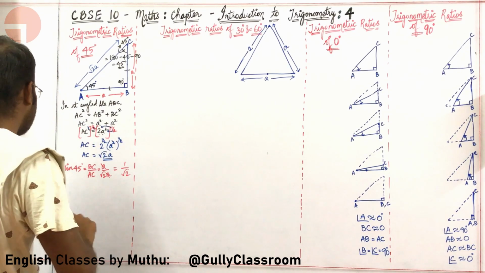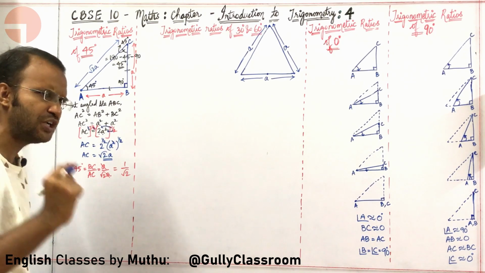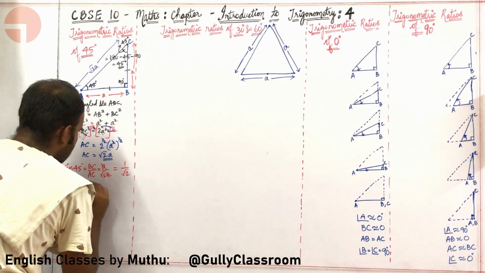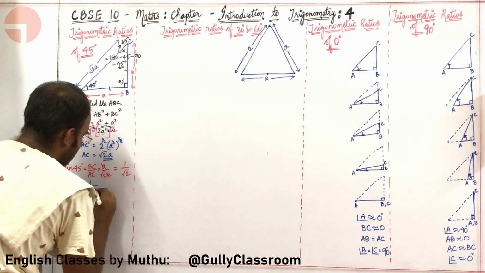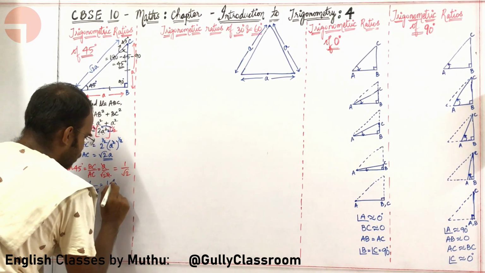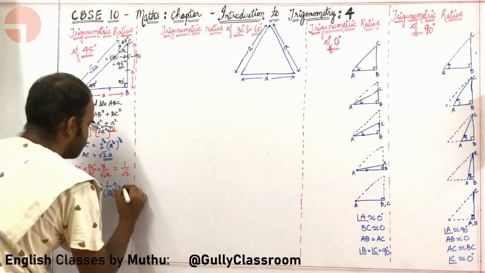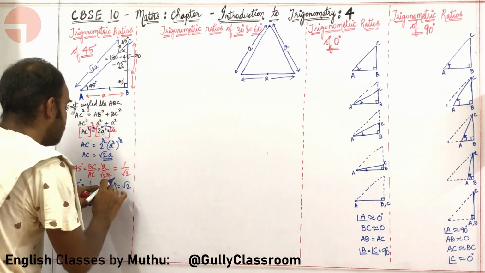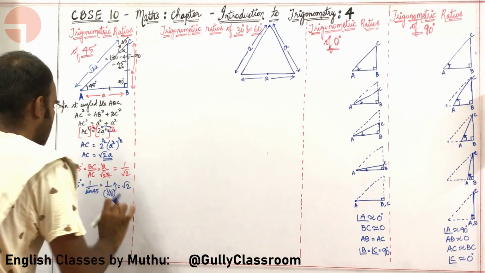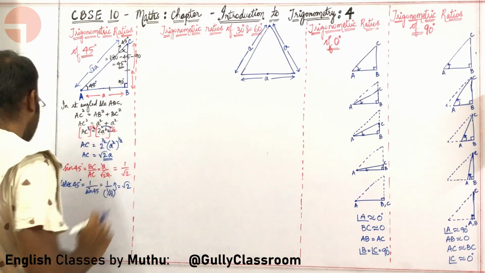Now let us find the reciprocal of sine 45. The reciprocal of sine 45 is nothing but cosecant 45. Let me substitute the value of sine 45 over here. 1 by root 2 will be taken reciprocal of, so cosecant 45 will become root 2. The reciprocal of 1 by root 2 is root 2. The value of cosecant 45 is root 2.